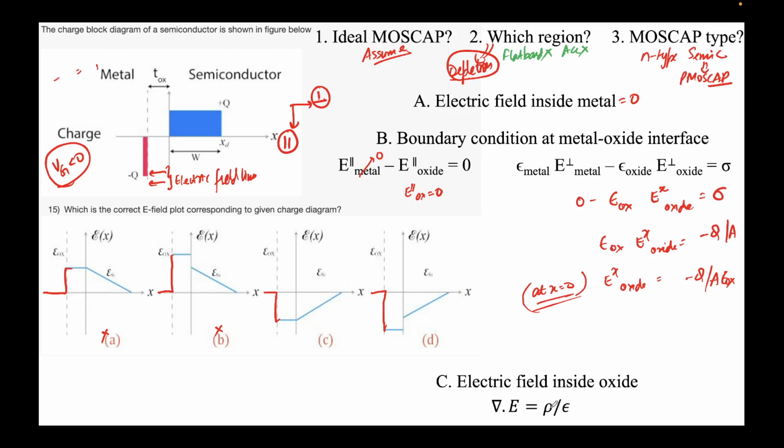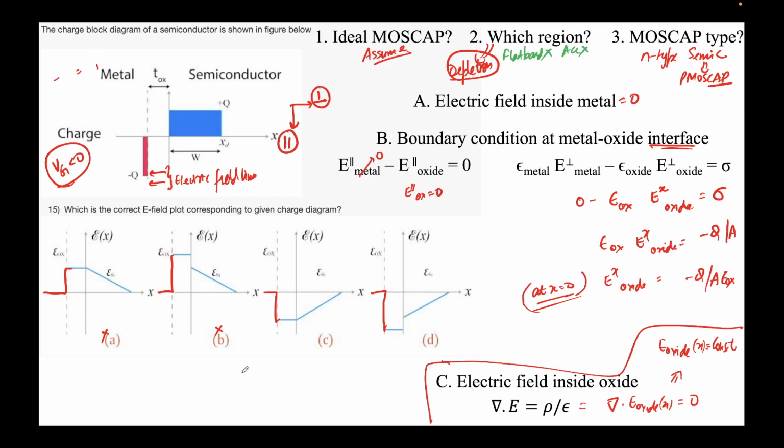What's the charge inside the oxide? 0. Remember we said ideal MOSCAP, right? This means no charge traps or anything inside oxide. So this means del dot E oxide as a function of x is 0, or I can say that E oxide as a function of x is constant. So inside the oxide the field is constant. This is only at the interface, mind you. This analysis that you see on the bottom is for the bulk of oxide.